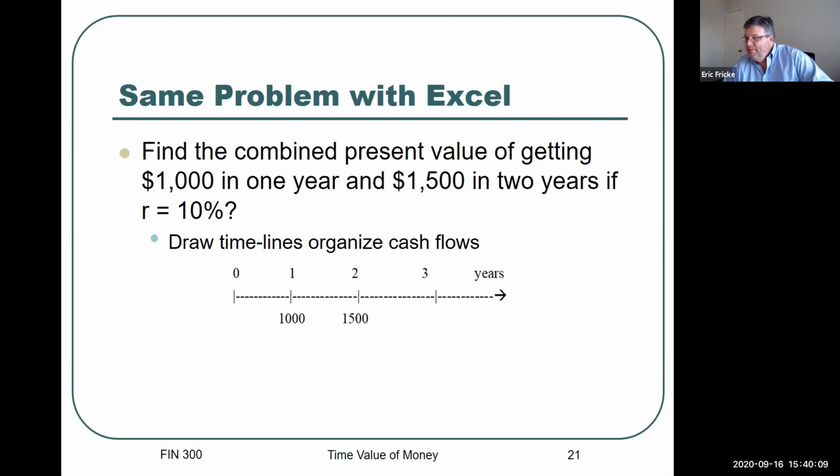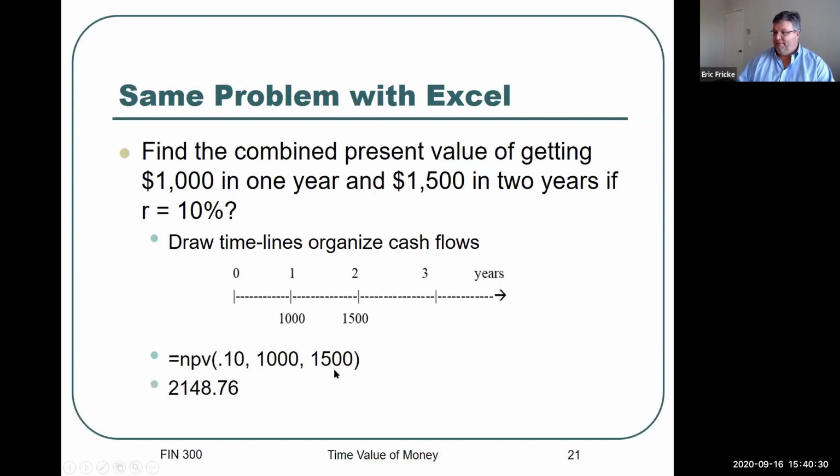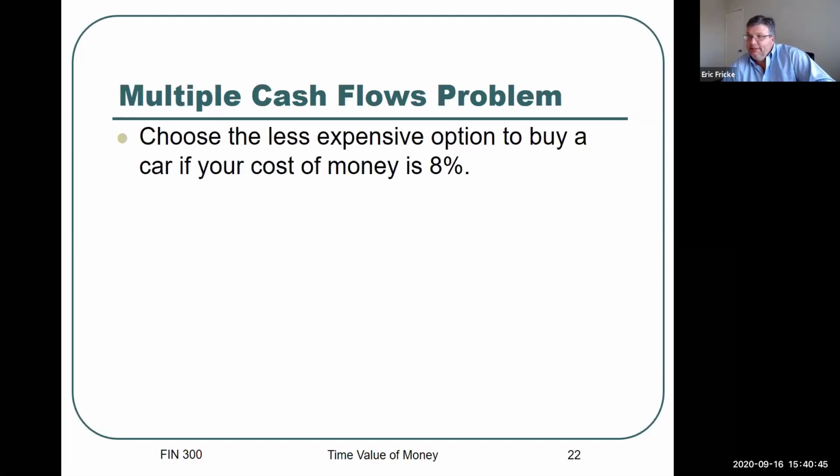So in this example, this is the same example we just covered, same timeline of cash flows. This is what we would input into the NPV Excel formula. It would be equals NPV, the interest rate of 10%, the cash flow at time 1, and then the cash flow at time 2. And if you do that, you'll get the exact same answer as we did before using the math. Let's look at another example. This time the interest rate is 8%.